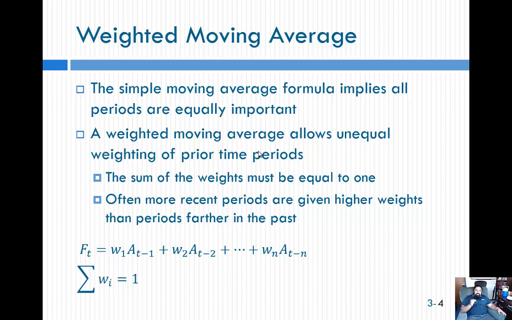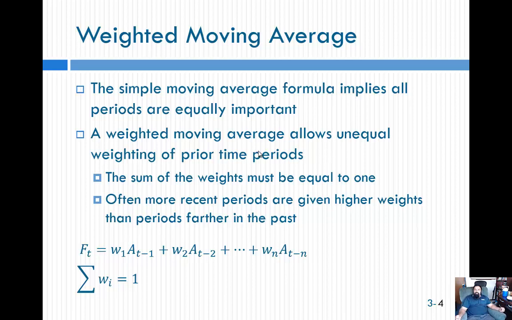In practice, the weighted moving average is usually employed when there is a need to place more importance on some periods over others. So, for example, in the case of the post office, we have to give higher weight during the period of Christmas time or something like that. The simple moving average formula implies all periods are equally important, right? The weighted moving average allows unequal weighting of prior time periods. The sum of the weights must be equal to 1.